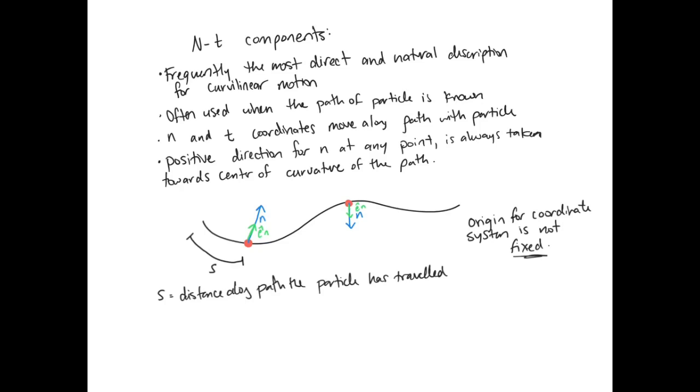t is the coordinate axis tangent to the path of the particle. So in this case, your t starts at the particle and is tangent to the path of motion. It's always positive in the direction of increasing s. So this would be the t. Over here, this would be a t value tangent to the path of motion. Your et, which is your unit vector, is just the unit vector along the tangent line at that point.